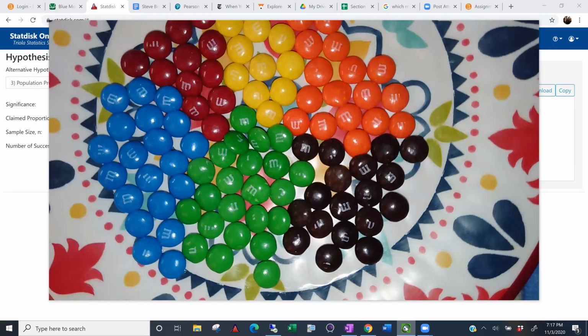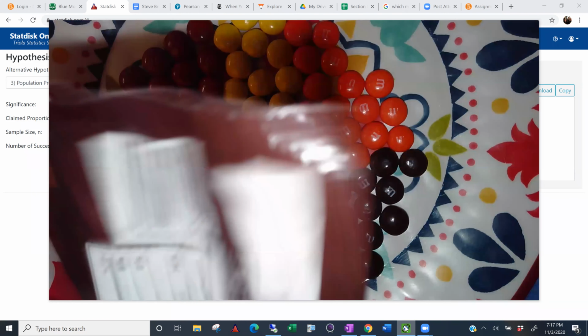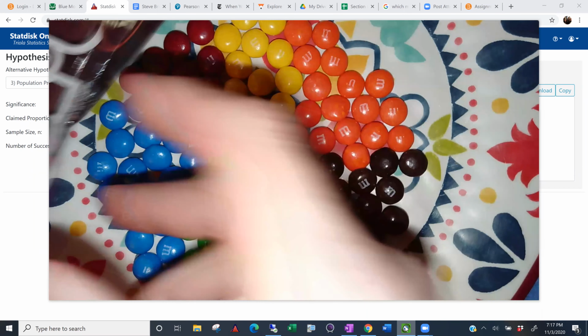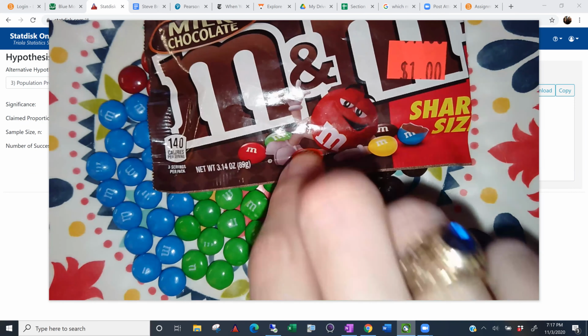My daughter's been killing me. She's like, have you eaten those M&Ms yet? I'm like, no, we haven't got to the right spot in the course. So there's the M&Ms. All of them, I opened them up just this afternoon.